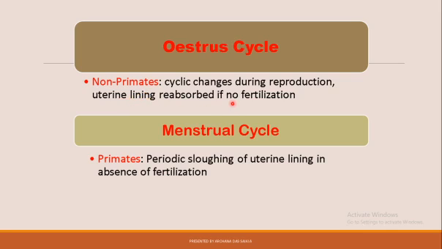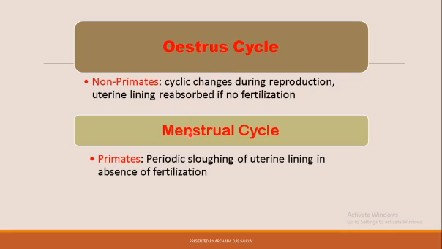But if no fertilization occurs, that means during that specific time fertilization had to happen, and suppose it did not happen, they did not meet with a mate, no fertilization occurred, then the uterine lining will not be discarded from the body, but it will simply be reabsorbed into the body. Such a cycle is known as oestrus cycle. Now this oestrus cycle, in some animals it can occur once in 6 months, in some maybe once in 1 year. So it depends again on species to species.